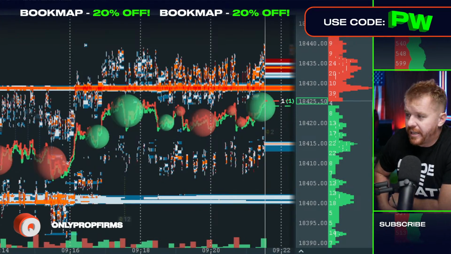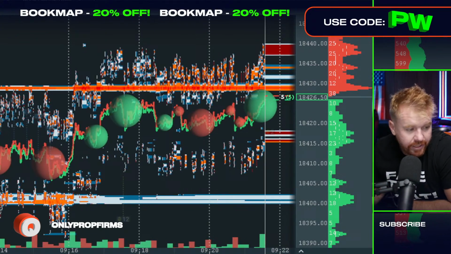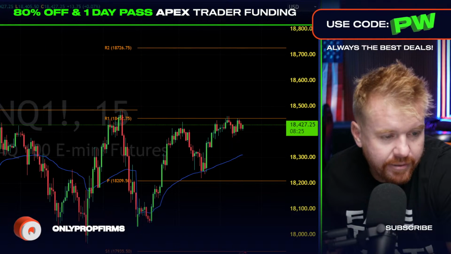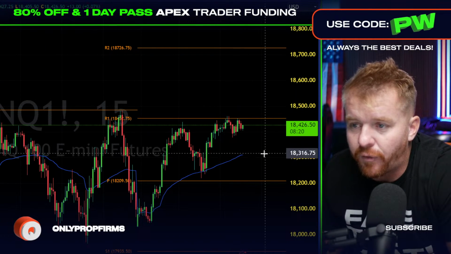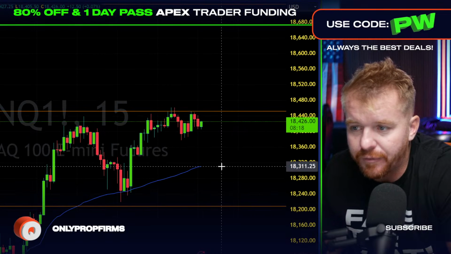All right, kind of watching here on the Nasdaq. Let's go through it again. We got a little less than 10 minutes till the market opens. We got a pivot point right there, 18,450 pivot point. We got the VWAP, 18,300.